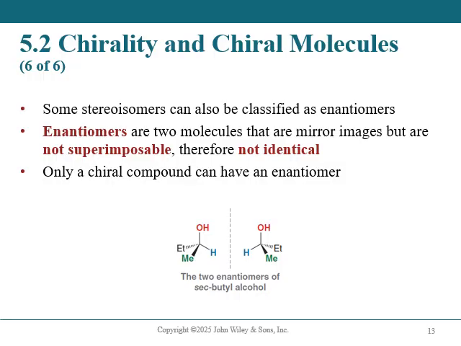Some stereoisomers can also be classified as enantiomers. Enantiomers are 2 molecules that are mirror images but are not superimposable, therefore not identical. Only a chiral compound can have an enantiomer. So when you have 4 different substituents, you can have it or its mirror image, kind of like what we saw a few slides ago.